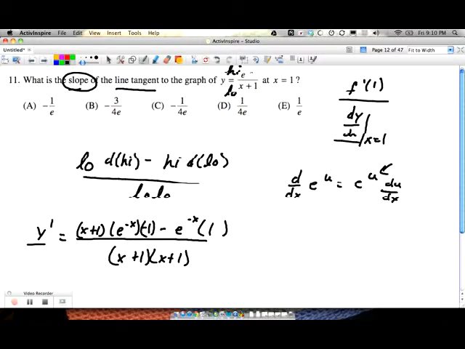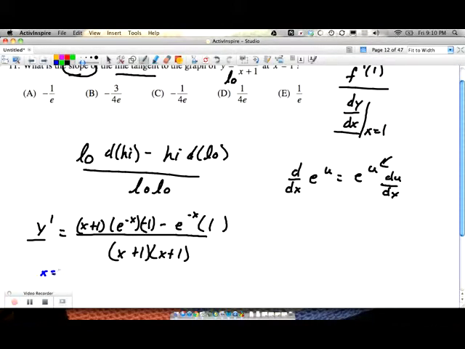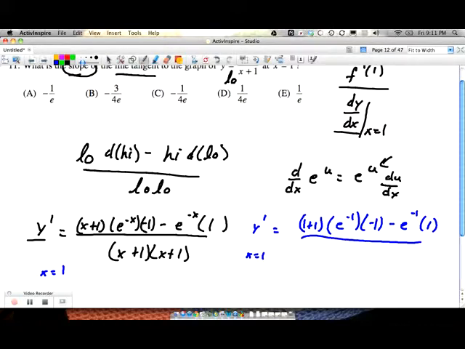Okay, but we need to figure this out when x equals 1. So y prime at x equals 1 is 1 plus 1 times e to the negative 1 times the negative 1, minus e to the negative 1 times 1. And then what else do we have here? On the bottom it's going to be 1 plus 1 times 1 plus 1.